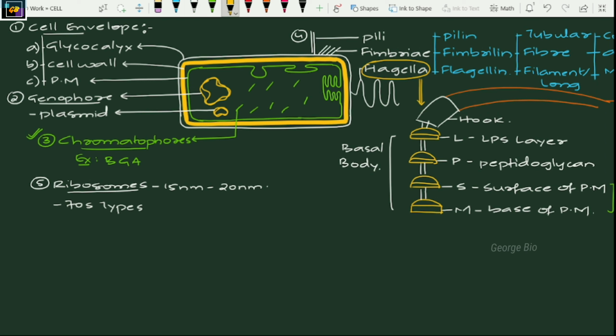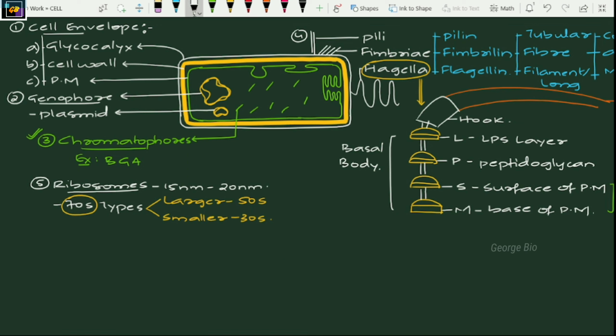And these ribosomes are made of two subunits. The larger subunit is the 50S subunit. The smaller subunit is the 30S subunit. And together, it makes the 70S type of ribosome. Now, what is the function of ribosomes? They help in protein synthesis.